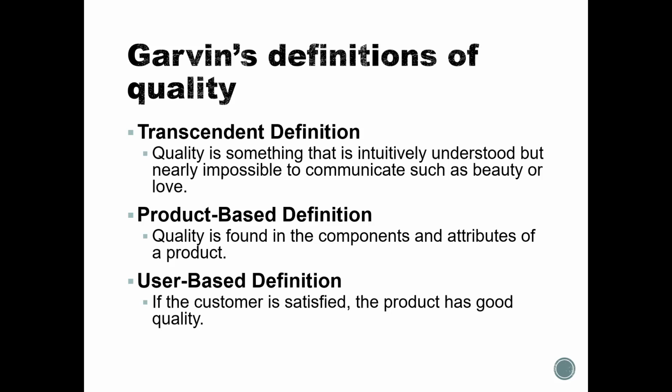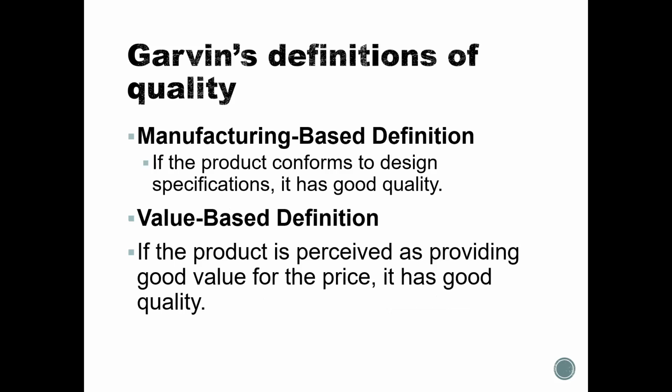User-based definition: if the customer is satisfied by the software which you have delivered to him, the product has good quality. Then we also have the manufacturing-based definition. If the end product is designed according to the specification which was captured during the SRS document, then we can say, okay, the software is of good quality. And the next one is the value-based definition. We say if the product is perceived as providing good value for the price, it has good quality.